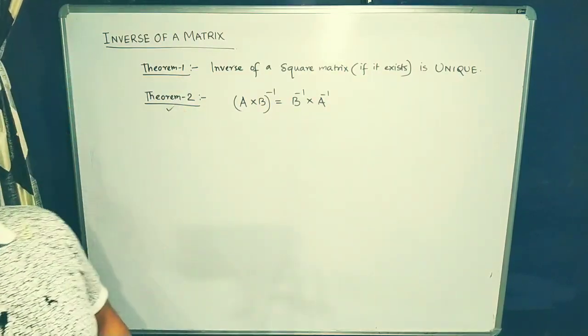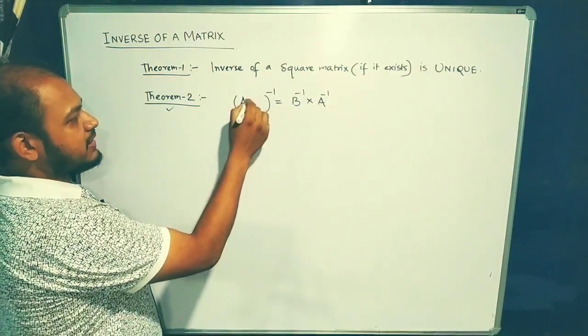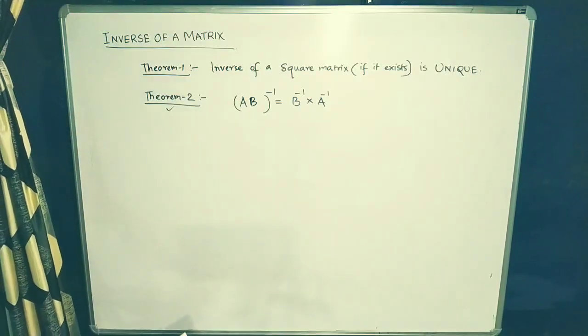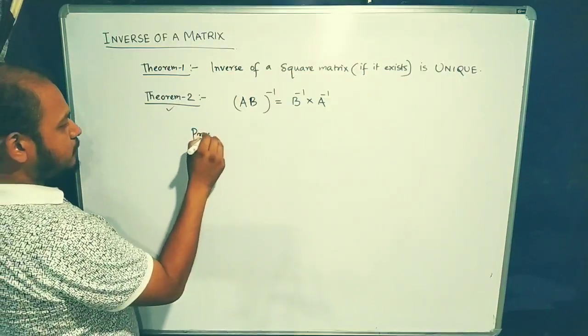It is also very easy to prove. You can write A into B, or you can simply write it as AB. Okay, it does not matter, it is the same thing. So let's try to prove it. So let us prove this theorem.